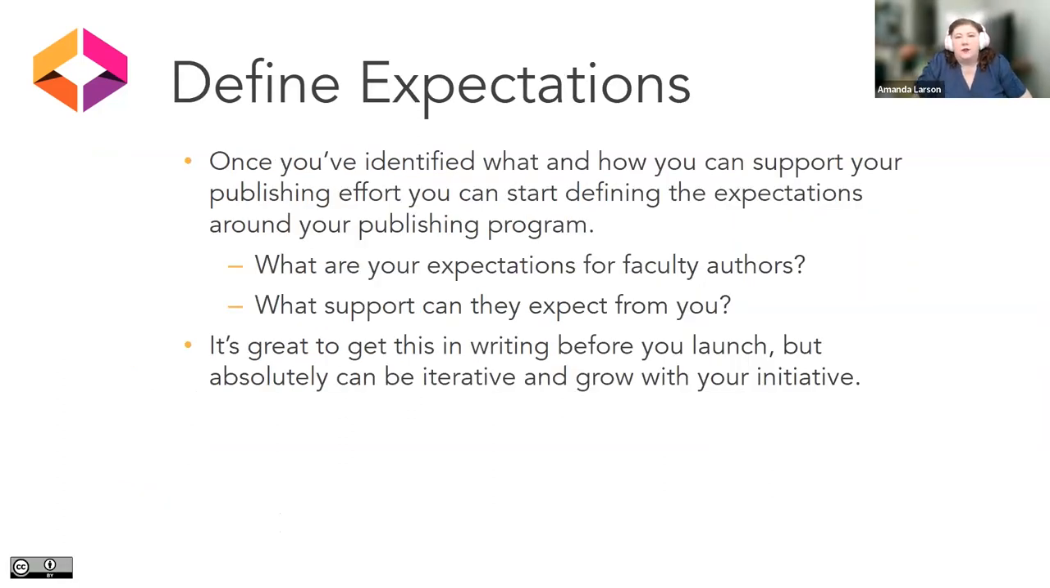And then it's really important to define expectations, and this has multiple levels. Once you've identified what and how you can support your publishing effort, you're going to start defining the expectations around your publishing program. So what are your expectations for faculty authors? What are they responsible for? And then what support can they expect from you? It's really good to define this ahead of time and get it in writing. We'll talk about MOUs, memorandums of understanding, later in the programming for Pub 101. It's great to get this in writing before you launch through that MOU process, but absolutely, it can be iterative and grow with your initiative.